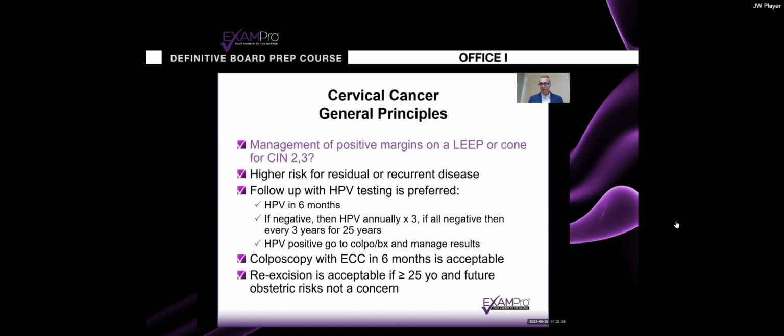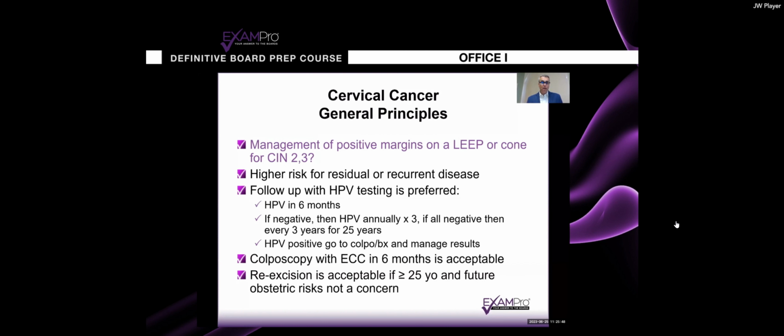If an HPV positive result comes back during this post-excisional biopsy surveillance, then of course we're going to do colpo and biopsies again and evaluate. You can do colposcopy and ECC at that 6-month follow-up, and that's reasonable and acceptable if you choose to do it. Re-excision is acceptable for patients who are greater than 25 with no future fertility concerns.